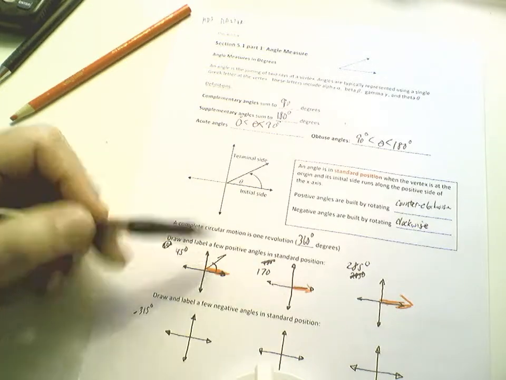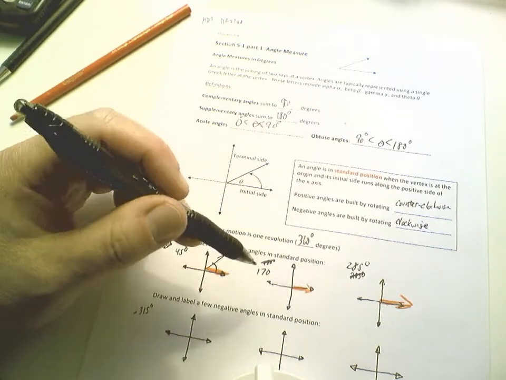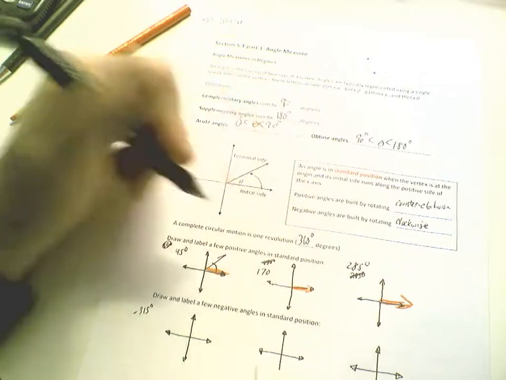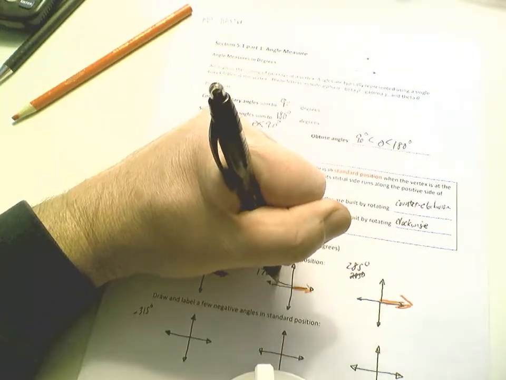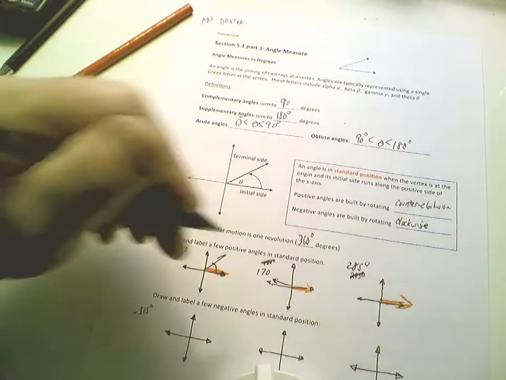I asked you to build a 170-degree angle, and most of you realized, hey, I just go a little bit short of half a revolution. And you finished with your terminal side somewhere like that, and here comes your angle.